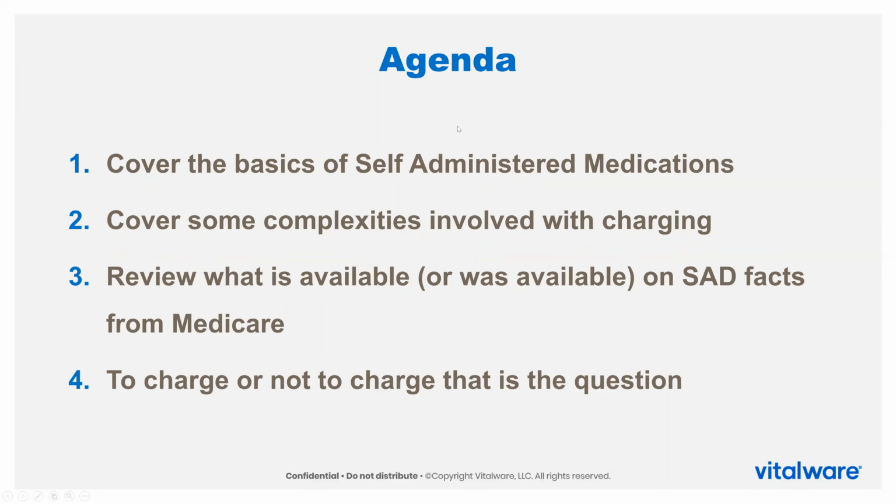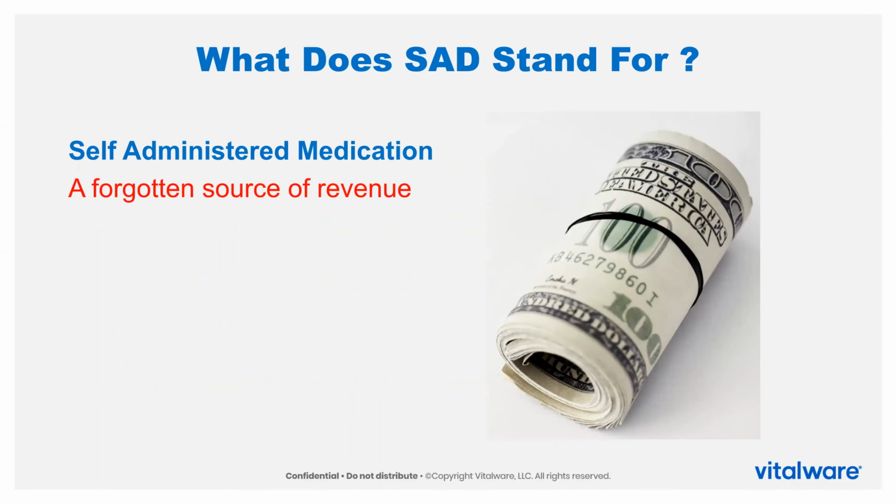So our agenda is, we're going to go back in time. We're going to go back a decade, and we're going to talk about what is a self-administered drug. The patient's perception of a SAD drug, the billing perception, and the pharmacy perception are sometimes not the same. We're going to talk about the complexities involved with your charging, and then what is available on fax for Medicare, and then the big question, should I be charging this or shouldn't I? So go ahead and on to the next one.